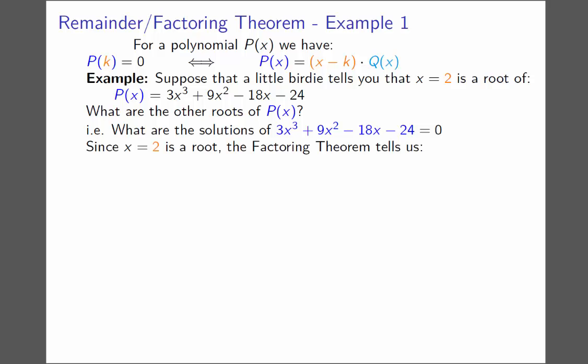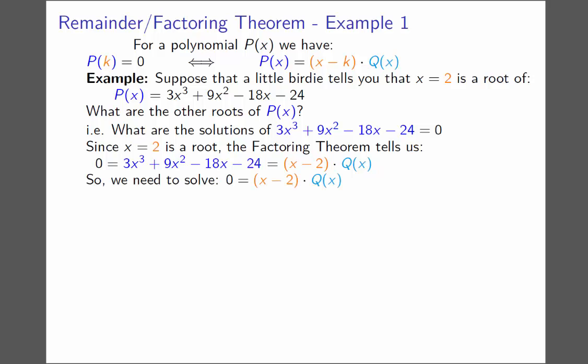Since x equals 2 is a root, the factoring theorem tells us that our polynomial p can be written as x minus 2 times q of x. And we want to solve when this polynomial is equal to 0. So we need to solve 0 equals x minus 2 times q of x. And using the zero product property, either x minus 2 is 0 or q of x is 0. Well, if x minus 2 is 0, then x equals 2. This is the original root that we were given.